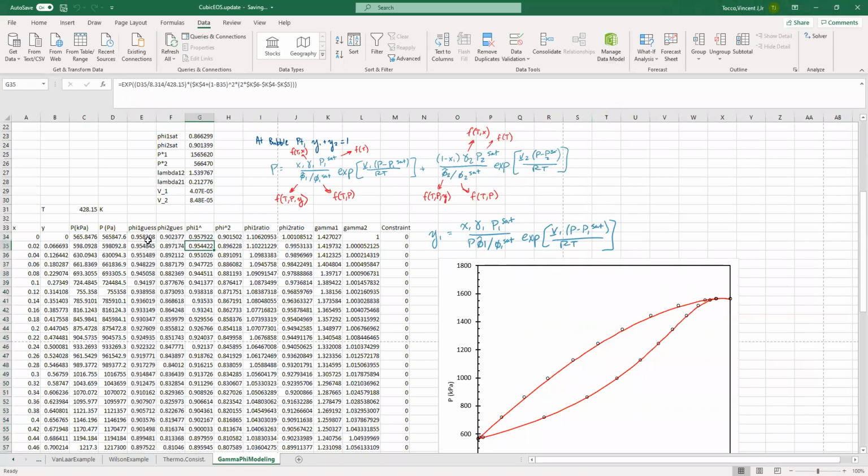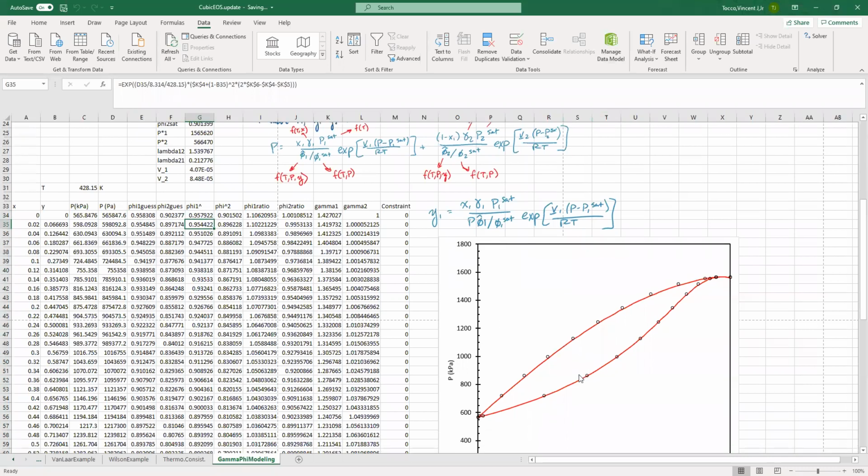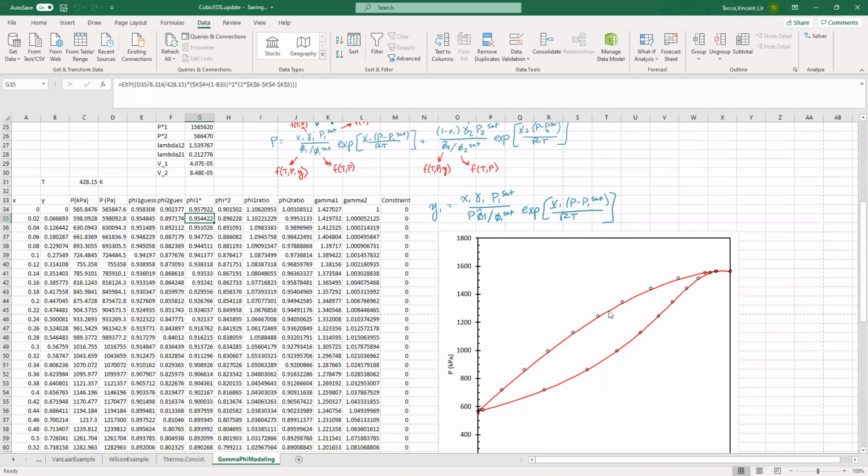And now this is what I'm talking about. You go through and you compare. Phi 1 guess is 0.958. Phi 1 is 0.9579. So this is getting pretty close. I would say after 3 rounds, it's probably okay. You could go through and do another round or 2 if you really wanted to. I don't think you're going to get much better than this. So at this point, I would call this problem solved.